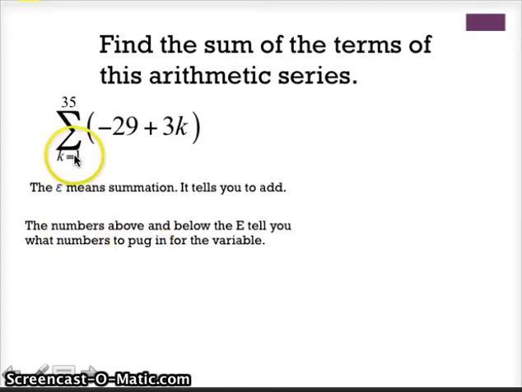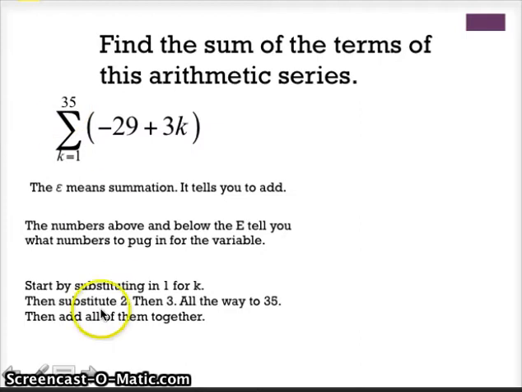So this is telling us that we're going to plug in 1 for k, and then we're going to continue plugging in until we get to 35. So we're going to plug in 1 for k, then we're going to plug in 2 for k, then 3 for k, 4 for k, all the way up to 35. So we're going to substitute n for k one at a time all the way to 35, and then we're going to add them all together.